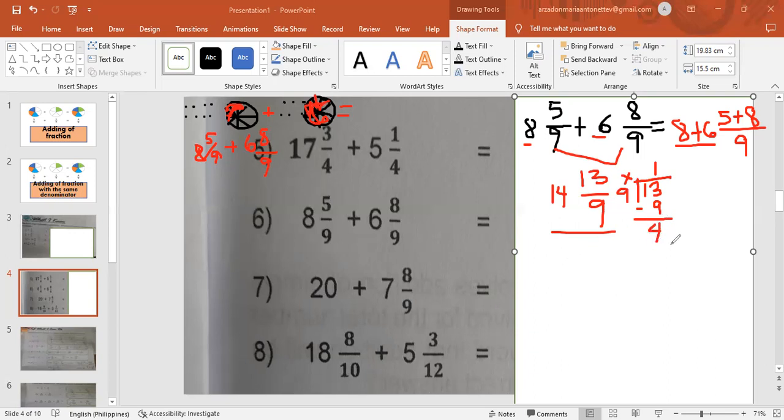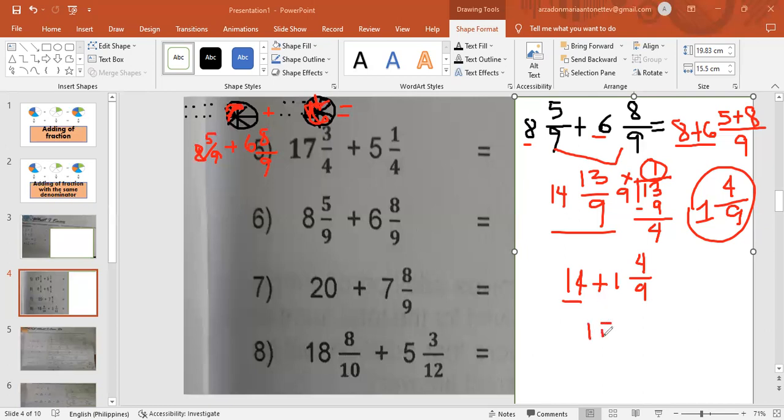So, the answer now is, copy again the denominator, which is 9, and the whole number, which is 1, and our numerator is 4. So, that is our answer. We have 14. Then, what are you going to do here? You have to add that again to our whole number. 1 and 4 over 9. So, 14 plus 1 is 15, and 4 over 9.